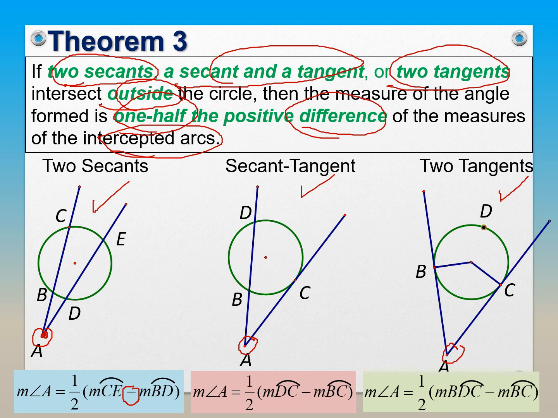And then we have to subtract the two arcs if the two lines, whether secant-secant, tangent-tangent, or secant-tangent, intersect outside the circle. So here, to find the measure of angle A, simply subtract arc CE minus arc BD, then divide by 2, and that's the measure of angle A. For the second example, to get the measure of angle A, simply subtract arc DC minus arc BC divided by 2 equals the measure of angle A. And the last, to get the measure of angle A, simply subtract again arc BDC minus arc BC divided by 2 is equal to angle A. So that's the definition and illustration of theorem number 3.